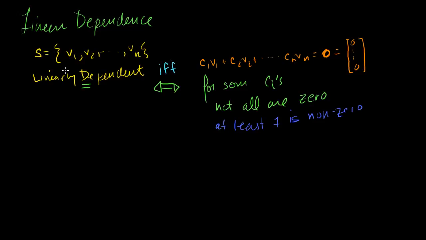So how does this gel with what we were talking about in the previous video, where I said, look, a set is linearly dependent if one of the vectors can be represented by a combination of the other vectors? So let me write that down. In the last video, I said one vector being represented by the sum of the other vectors. I could write it a little bit more mathy.